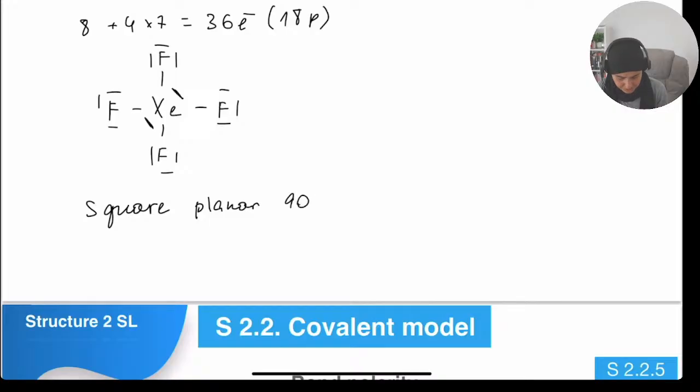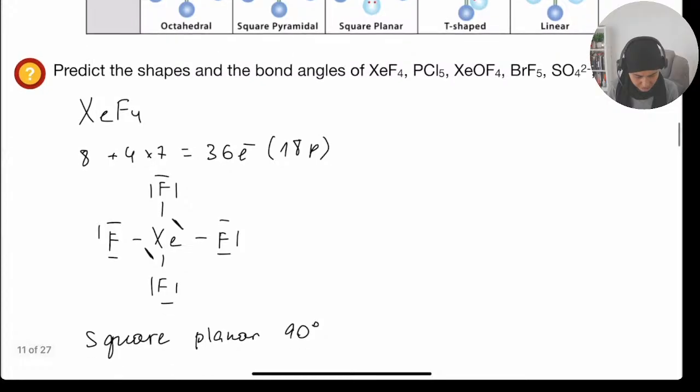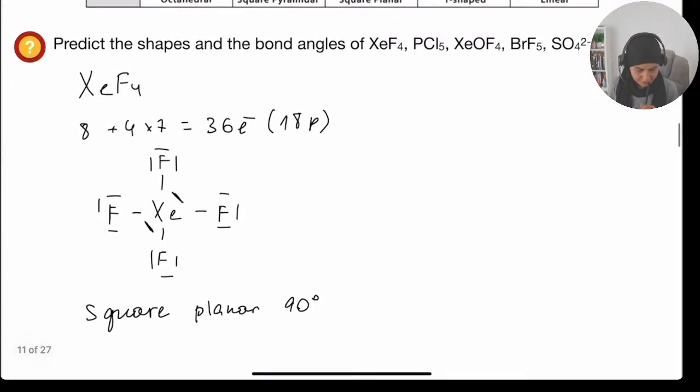Planar, 90 degrees bond angle. Fine, let's do one more for S. I don't have anything for SL though. Well, okay, let's do maybe SF6. I should do one for SL after this one. Okay, let's do SF6.